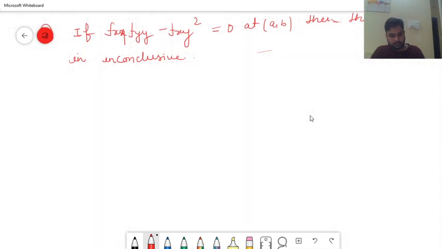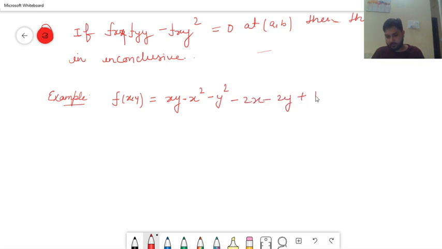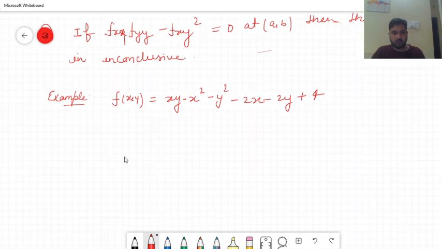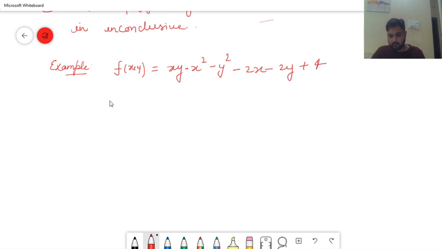So we start with an example. The first example is that if f(x, y) is equal to xy minus x square minus y square minus 2x minus 2y plus 4, then we have to find its local maxima and local minima. That is, we have to find at which point this function has its local minima and local maxima.